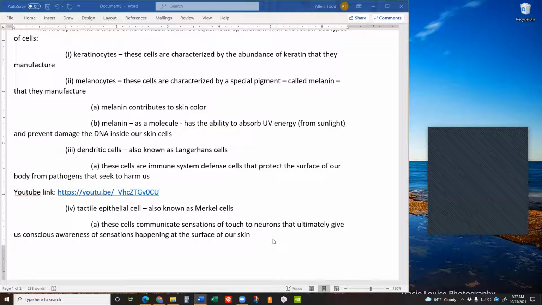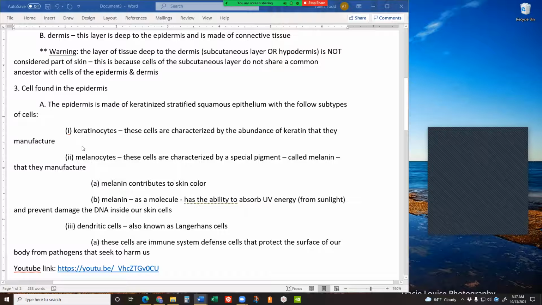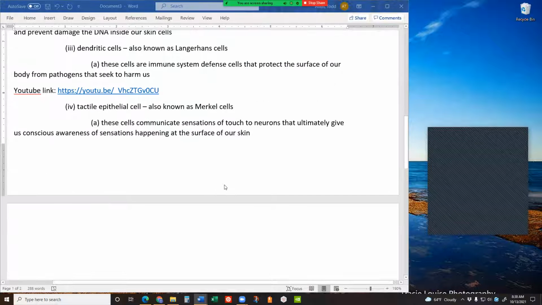Now, notes would be incomplete if I didn't at least talk to you about the layers of the epidermis. So we're going to transition our conversation to figure 5.3. We've talked about the cells in the epidermis. Now I'm going to talk about the layers of the epidermis. The layers are made of the cells stacked on top of each other, and these layers are given special names. Okay, so let's continue here.